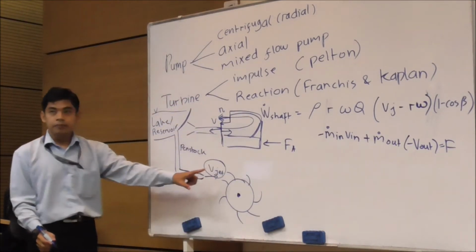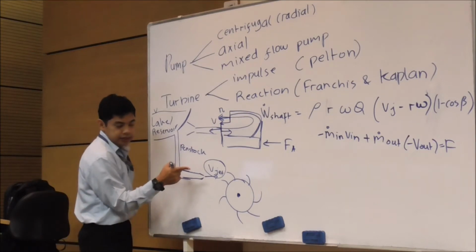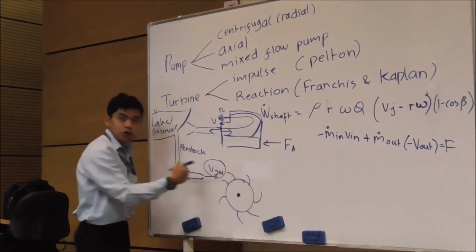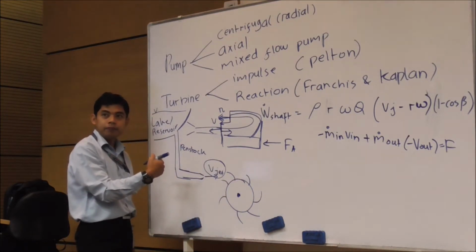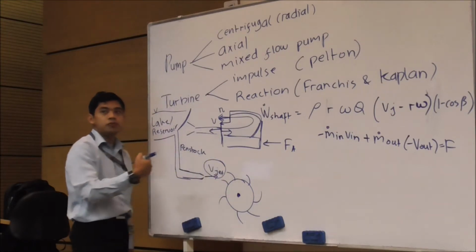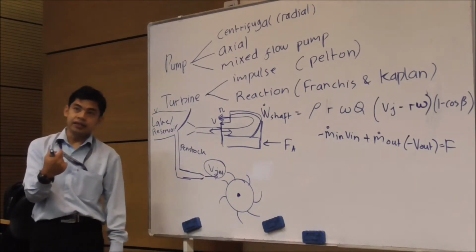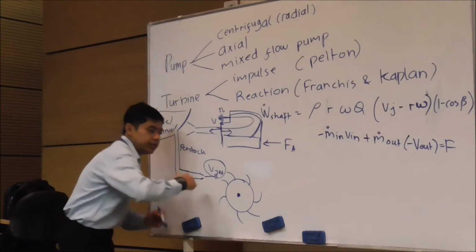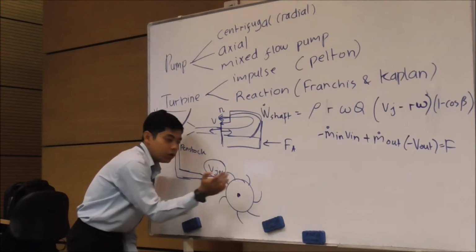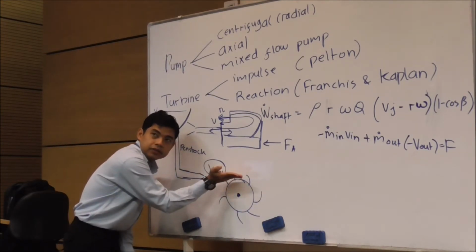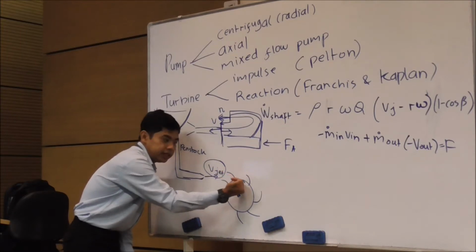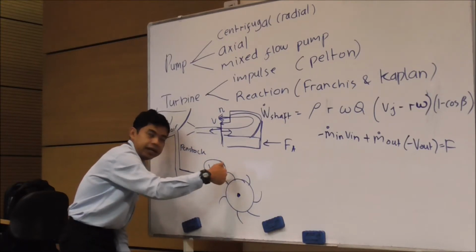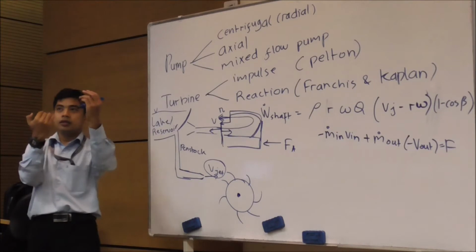Similarly for the Pelton turbine, you want the jet to hit it and then go back. You want it to hit and then go back. But you will never get it. Why? Because this turbine is moving. When it strikes, you do not want the bound water to hit the next blade.